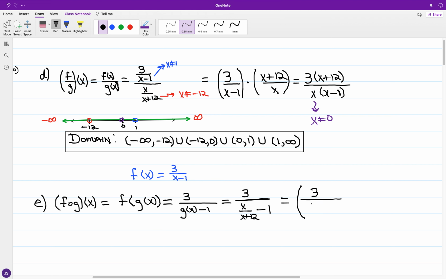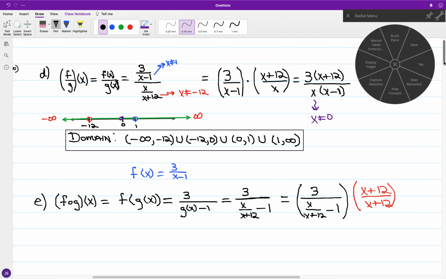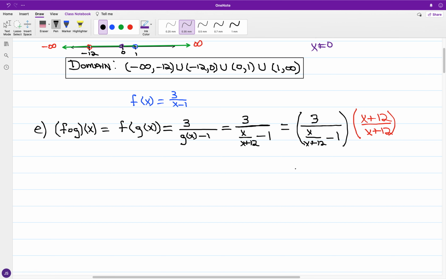Okay, so you have 3 all over, and you have x over x plus 12 minus 1, and again we're going to multiply by 1 in the form of x plus 12 over itself. Okay, and so just carrying on with what we have here, so you have 3 times x plus 12.